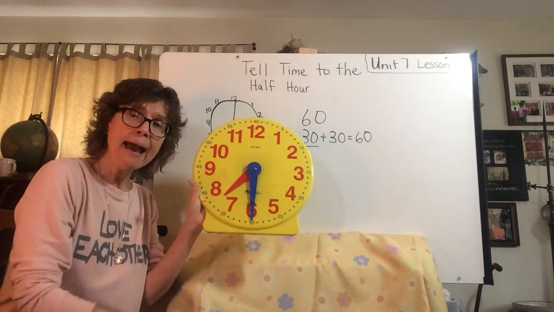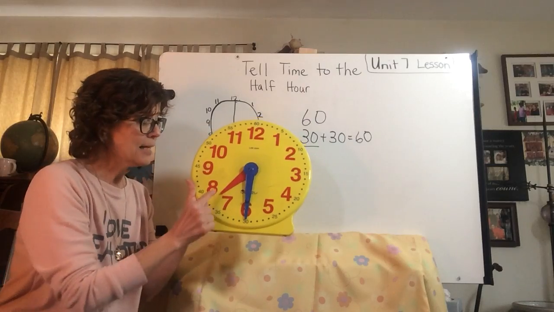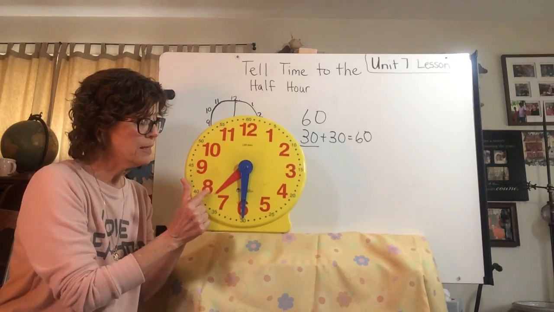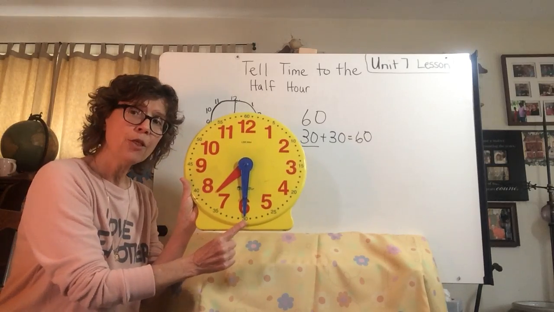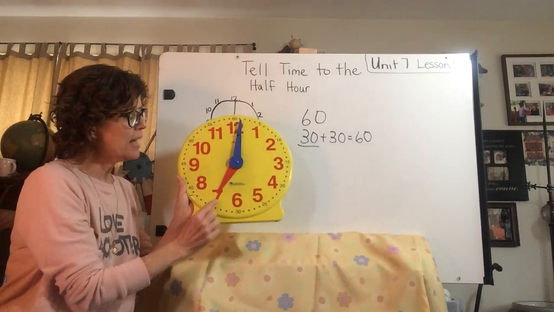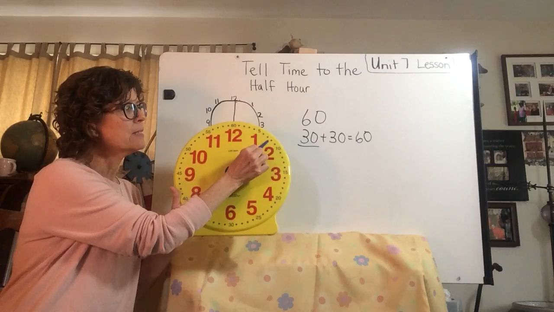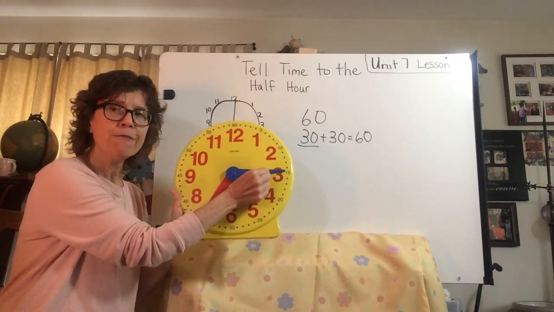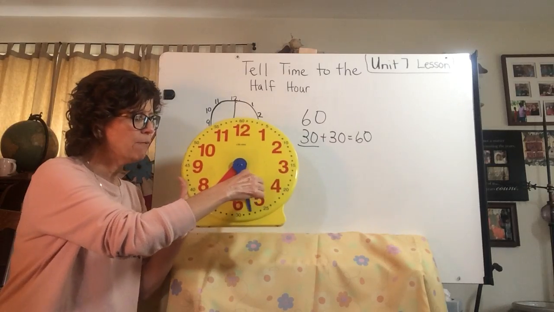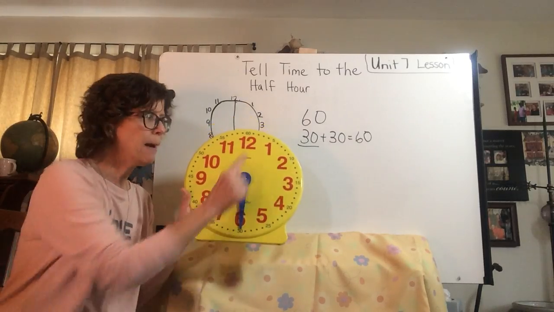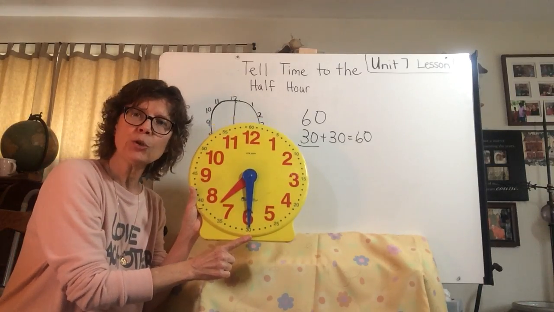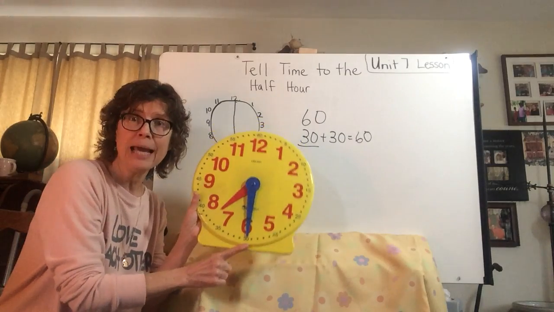7:30, I like to say 7:30. Again, it's not 8 o'clock yet. It's between the 7 and the 8. And again, it's counting by fives. So I'm going to go back. Here's 7, 7:05, 7:10, 7:15, 7:20, 7:25, 7:30. Again, we're counting by fives. If you forget, you can count by fives.